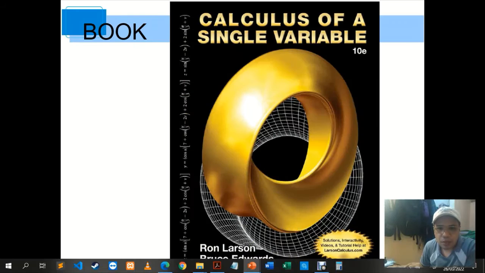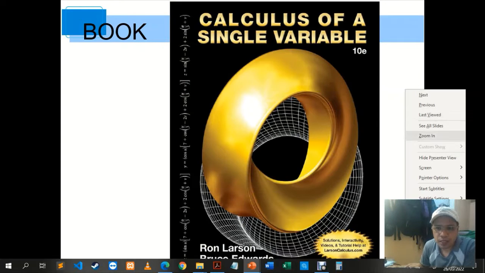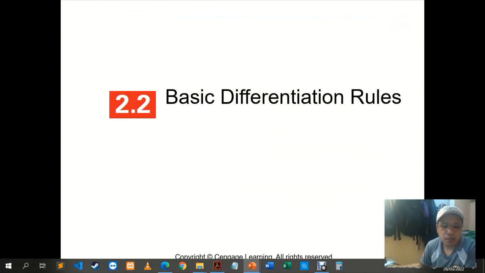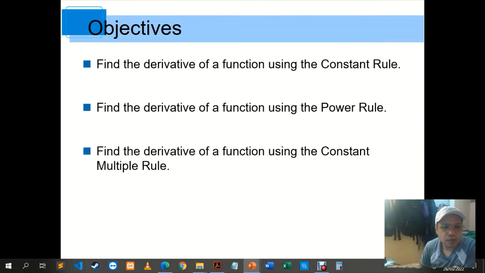As for our reference, we are using Calculus of a Single Variable, 10th edition, by Larson and Bruce. The topic for today is Basic Differentiation Rules. For the objectives, find the derivative of a function using the constant rule. We will also try to get the derivative using the power rule, and finally, the constant multiple rule.